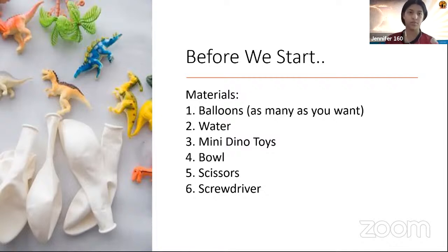What you're supposed to do is freeze the dinosaurs inside the water, inside the balloon. If you don't have a balloon, you can use a Ziploc bag right here. All you have to do is freeze it in the freezer for like 2 or 3 hours. I know it sounds like a lot, but it will work. At the end, you're supposed to cut the balloon, melt the ice and take out the dinosaur. So I'm just gonna give you a minute to prepare everything.